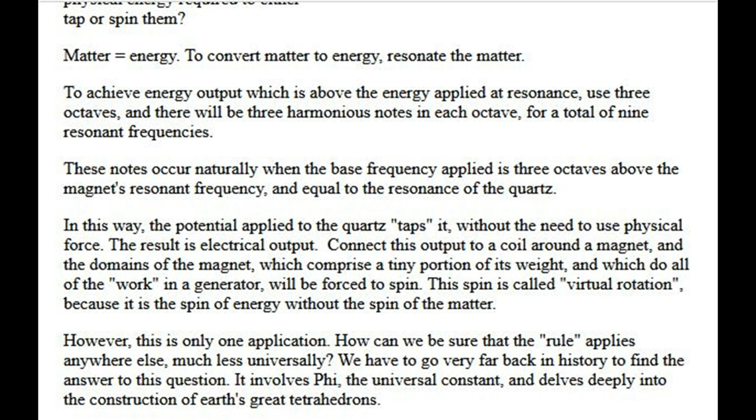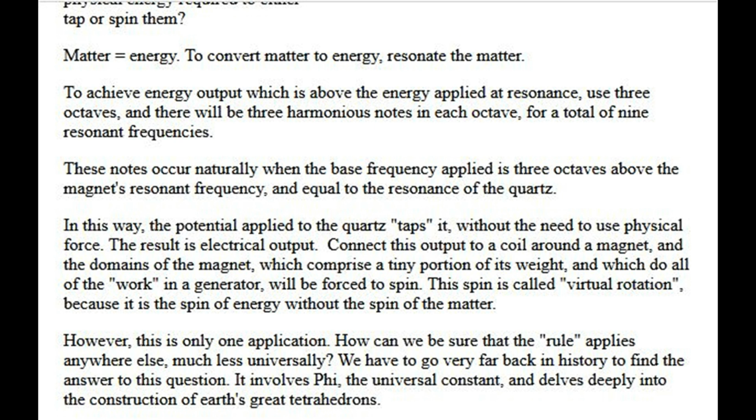Connect this output to a coil around a magnet, and the domains of the magnet, which comprise a tiny portion of its weight, and which do all of the work in a generator, will be forced to spin. This spin is called virtual rotation, because it is the spin of energy without the spin of the matter. However, this is only one application. How can we be sure that the rule applies anywhere else, much less universally?